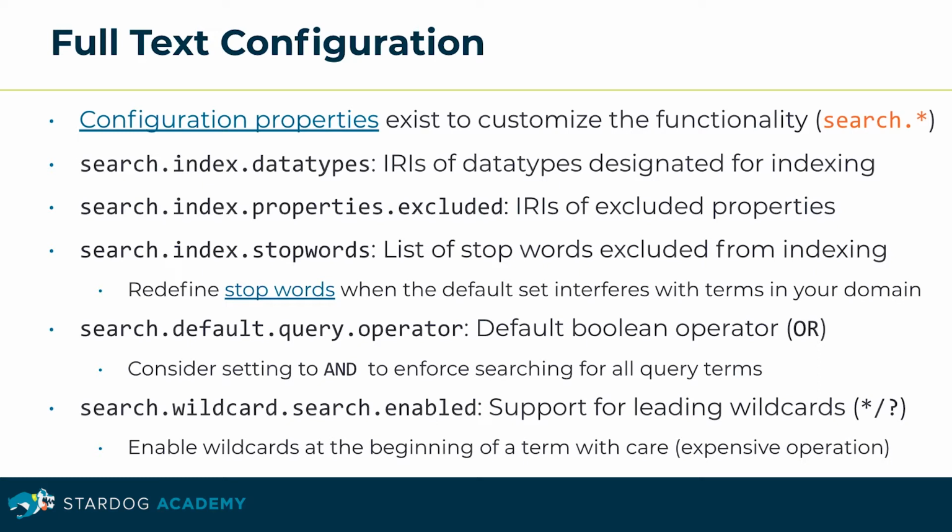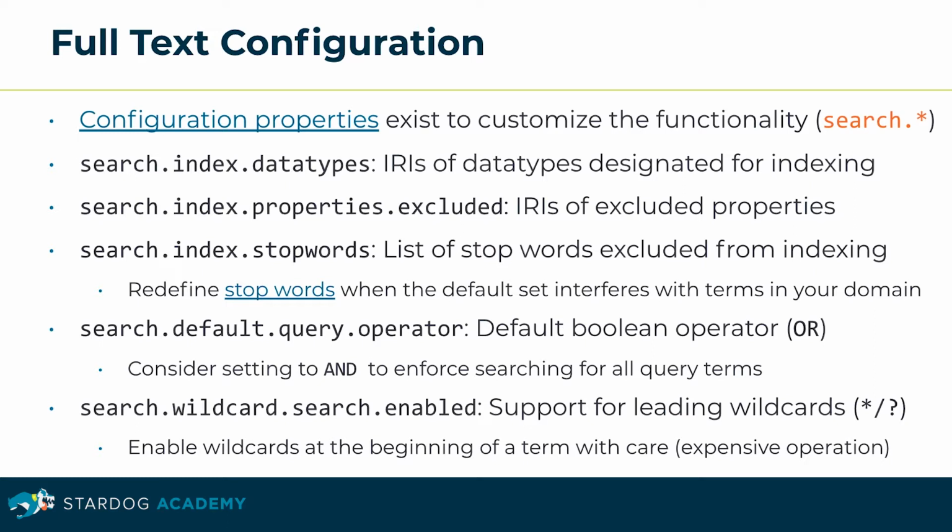The property search.index.stopwords allows you to redefine a set of frequent words that are usually excluded from indexing, such as are, the, with. For example, depending on context, the preposition at may refer to the language code of Austria, AT, that should be retained by constraining the set of stop words.